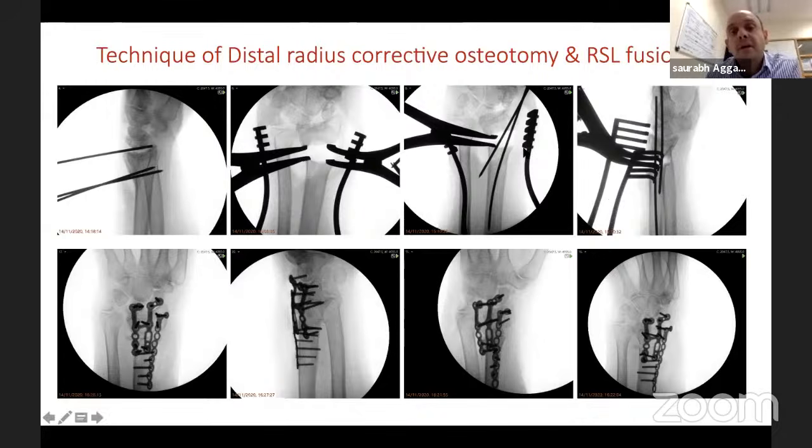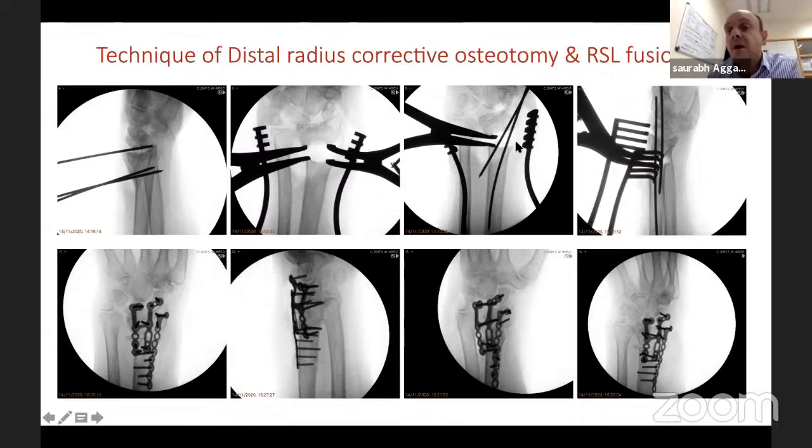So once I'm happy, I put these two wires in a PA view and a lateral view, which will hold my osteotomy, which allows me to take off my laminar spreader, one or both, to pack it up with graft. And now, I hope the technique of how to do an osteotomy is now clear. So first tip, wire is parallel to the deformity. Second, osteotomy just proximal to the sigmoid notch. Third tip, use one or two laminar spreaders as is needed. Fourth tip, use two wires and then pack it up with graft.